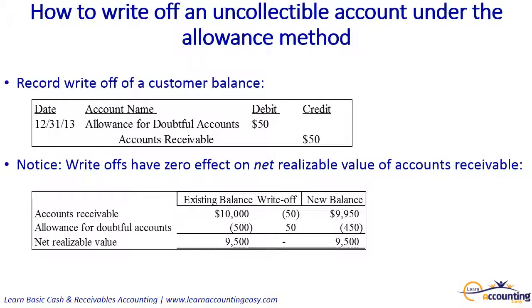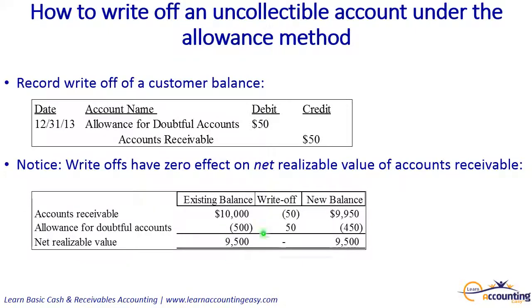Now, if you notice at the box below, when we write off a customer's account balance, it actually has a zero effect on the net realizable value of accounts receivable. So before we made the adjustment, we started here with our existing balance of accounts receivable, $10,000, like we saw earlier. We did have this estimated allowance for doubtful accounts. We didn't think we were ever going to collect that portion. And we had a net realizable value of $9,500. This was the amount we believed we would collect eventually.